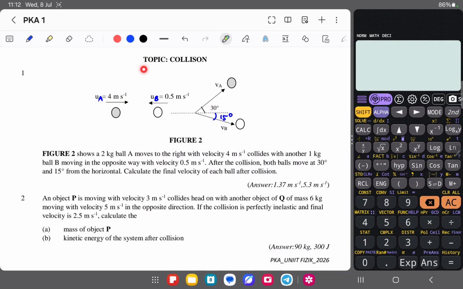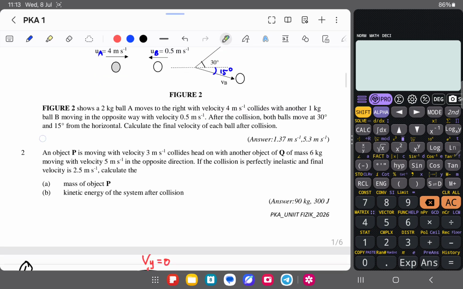So now we move on to collisions, problem solving in collisions. Question 1, I give you a 2 kg ball, moving to the right with velocity 4 meter per second. It collides with another 1 kg ball which is moving in the opposite way with a velocity of 0.5 meter per second. After collision, both balls will move at 30 degree and 15 degree from the horizontal. So I need to find the final velocity for ball 1, ball A, and also ball B.